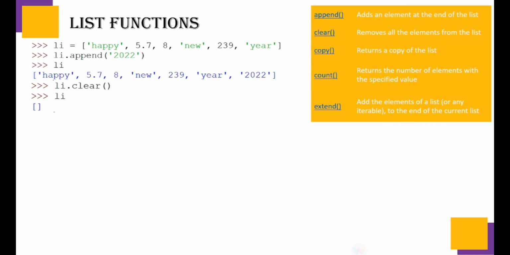Second, clear. If I want to remove all the elements from the list, then I just write list dot clear.